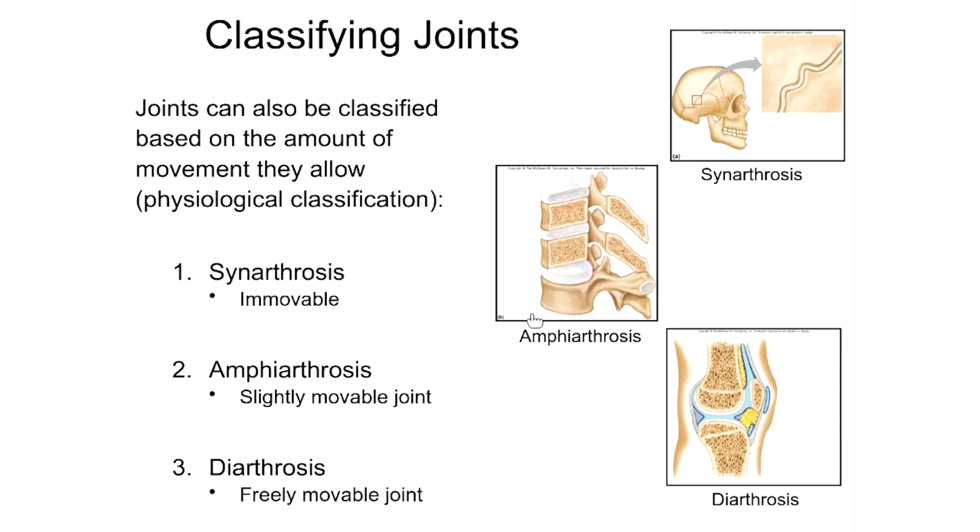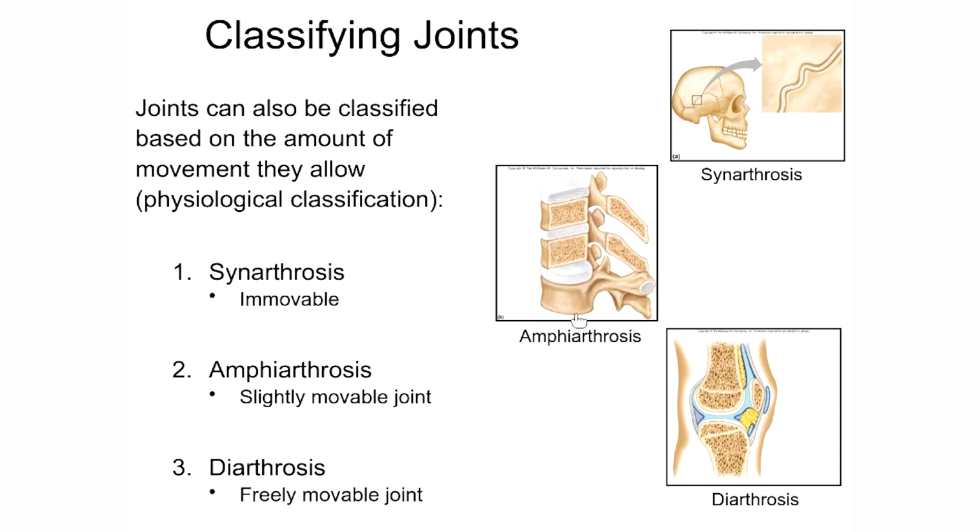So if you look over here, here's our next type of joint when we classify them based on function. So this is an amphiarthrosis. And amphiarthrosis is a slightly movable joint. Most cartilaginous joints are slightly movable. So most cartilaginous joints fall into the category of also being amphiarthroses.